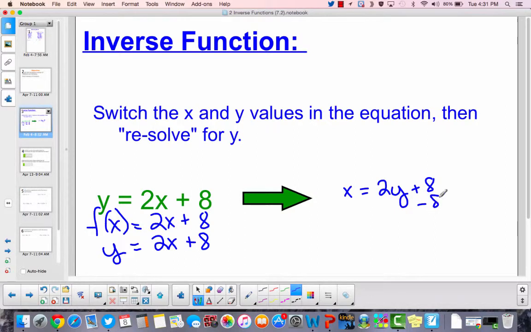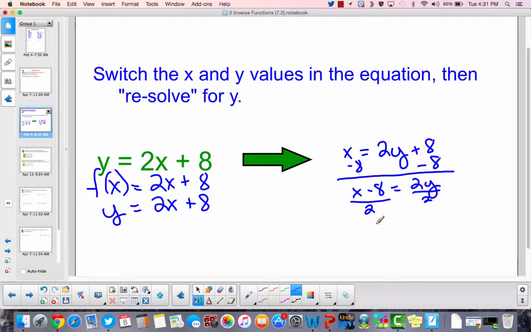How do we undo this? We subtract the 8. And so we end up with x minus 8 equals 2y. Then we divide both sides by 2. Twos cancel over here, and we get x minus 8 divided by 2 equals y. 2 can't go into both, and so I would just leave it like this. This is the inverse of this function.